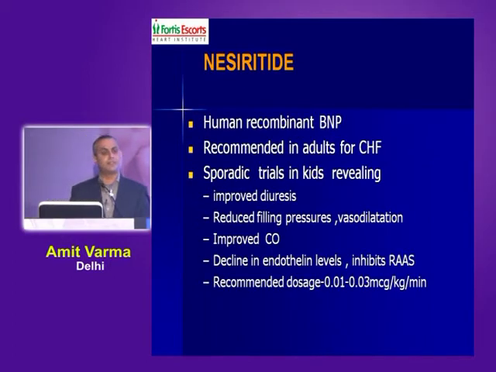Nesiritide is a drug that some of you may have started to hear of. It's a human recombinant BNP. It's currently recommended in adults with congestive heart failure. There have been, again, sporadic trials in children, where it has shown to improve diuresis. It reduces filling pressures and causes vasodilatation.